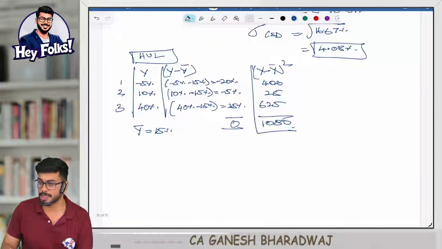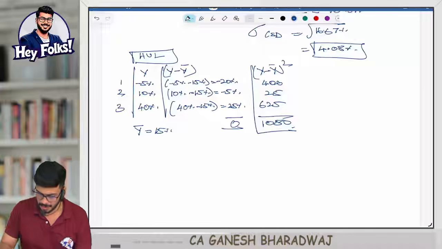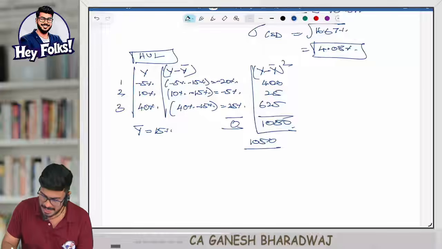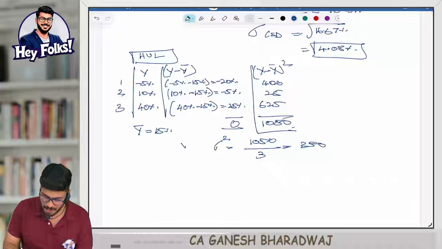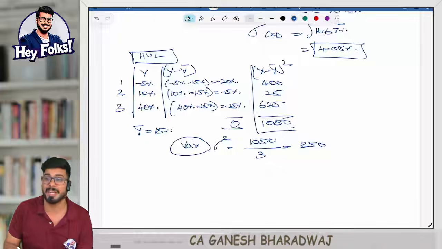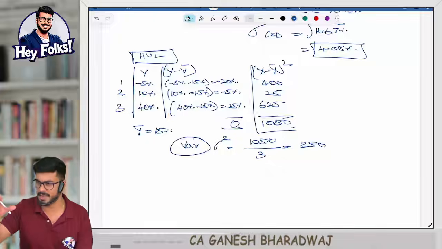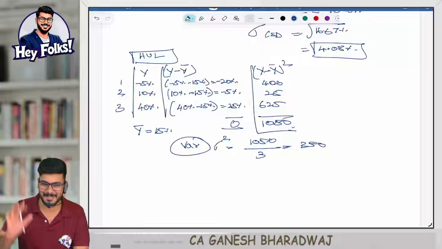Now you tell me, what will you do to this 1050? Direct square root? No, this is the total, right? So 1050 divided by what? Divided by 3. How much is that? Yes, you get 350. Guys, this 350 figure, what is it called? It is the square of standard deviation. Square of standard deviation is called what? Variance. In statistics, we call it variance. Many of you should ideally know this because it is in your foundation, in fact in school also, but anyway, let's not go to that level.